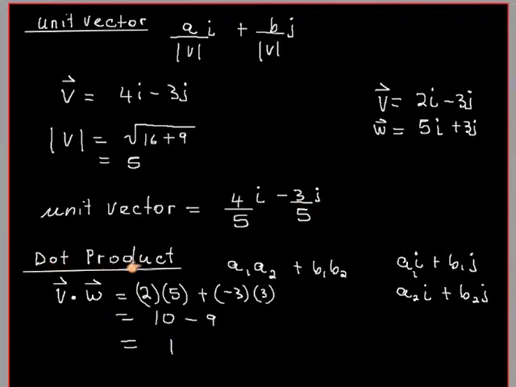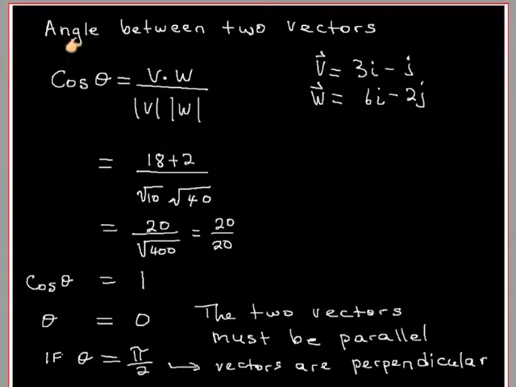The dot product is the two a values multiplied and the two b values multiplied, and we take the sum of the two products. So a1 times a2 plus b1 times b2 will give you the dot product. Let's consider vector v and vector w again. The dot product of vector v and vector w would be 2 times 5 plus negative 3 times 3, and the answer is 1.